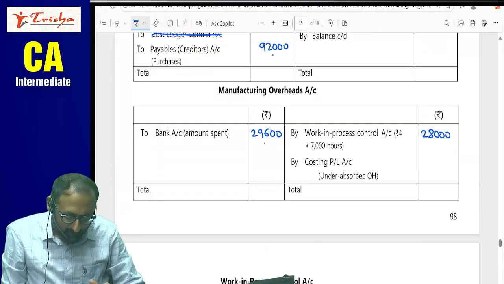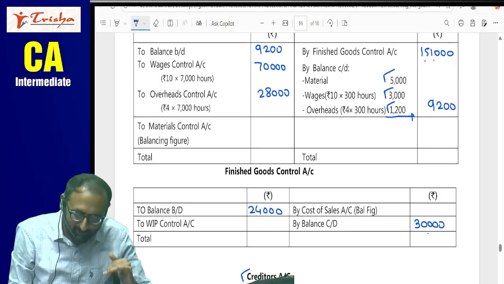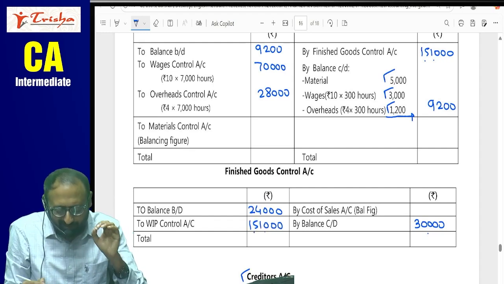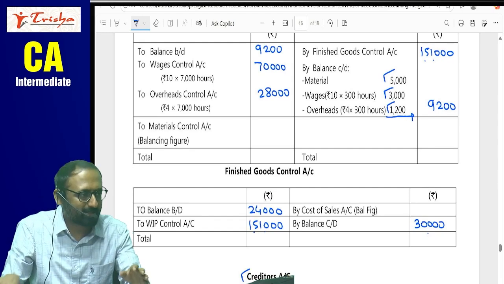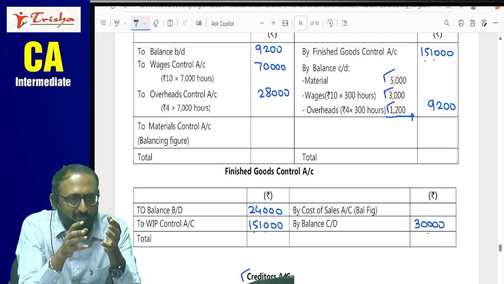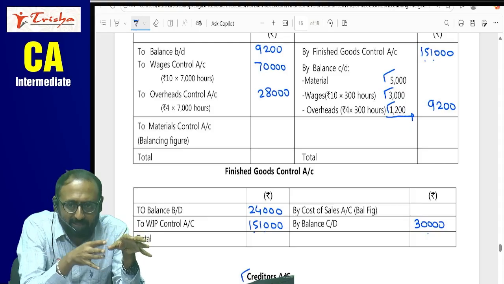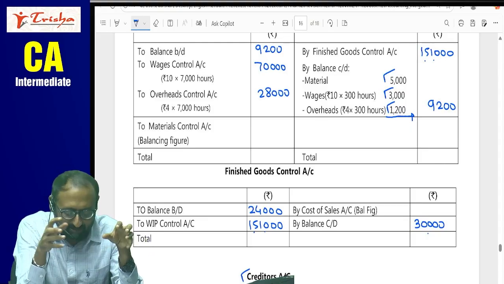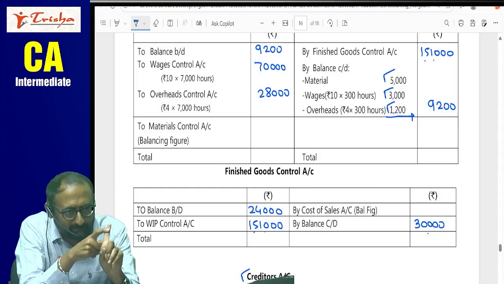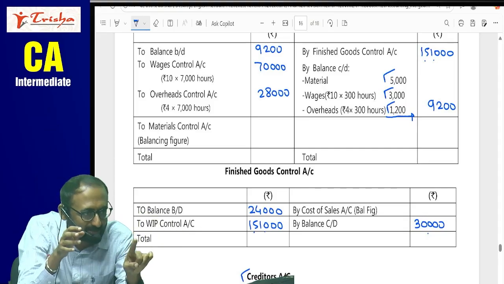Correct, sir? So in work in progress credit side, I'll write 1,51,000. Finished goods debit side, I'll write there 1,51,000 to WIP control account. Take the total of debit side of finished goods. Just a second, sir. Remember like this. In the finished goods account, which item will be there on the debit side and which item will be there on the credit side? Sir, finished goods account. Think on it, sir. The finished goods. Opening balance should be there. Closing balance should be there. Correct? WIP complete, transfer to finished goods, debit side.